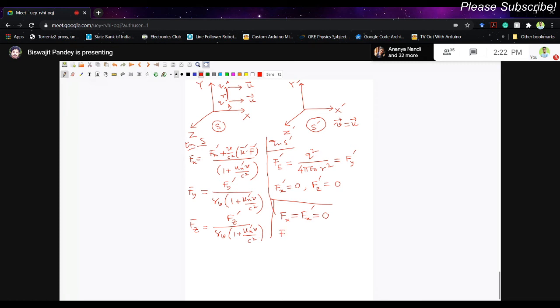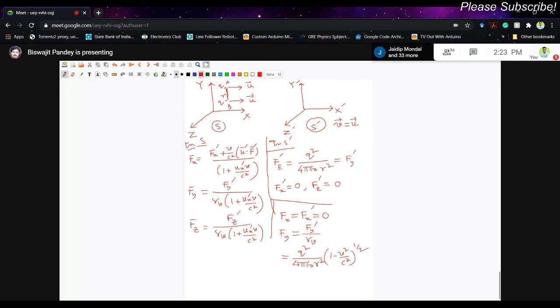What about the force along the y direction in this laboratory frame? See, in this case, the second term is 0, but gamma V times 1 is there, right? So this will be Fy prime divided by gamma V. And what is Fy prime? If you look at this expression, Fy prime is q square divided by 4 pi epsilon 0 r square, divided by gamma. So what is gamma? 1 by square root of 1 minus v square by c square. So if I multiply it here, that will be 1 minus v square by c square to the power half. This is the 1 by gamma V which I have written here.